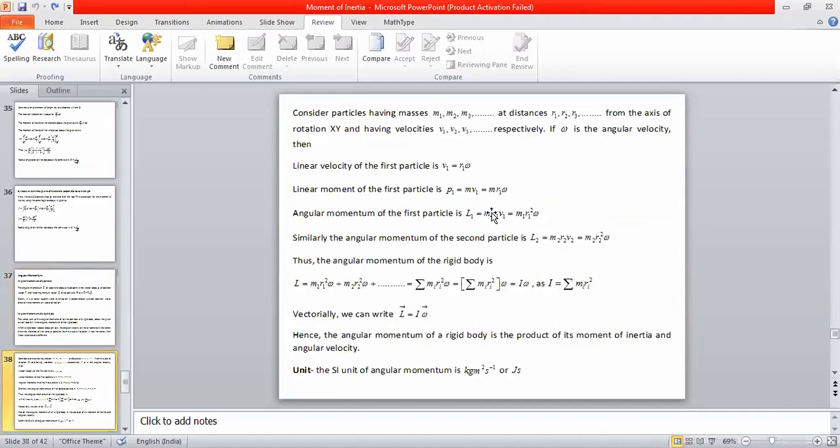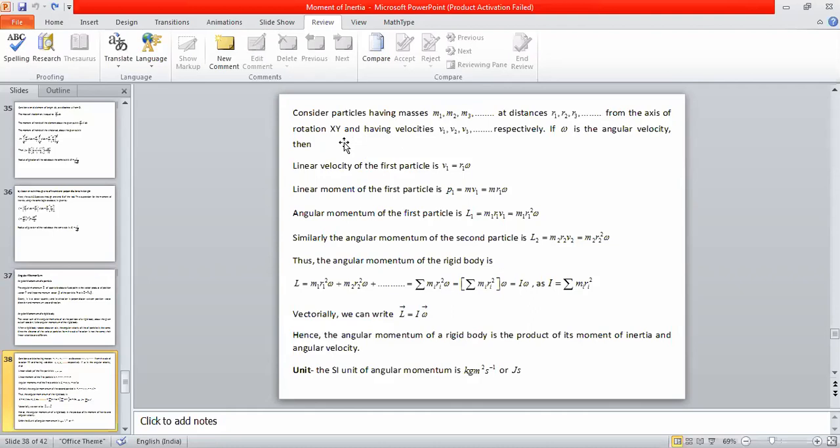Now I have not written any diagram. No problem, you can just follow here. So we are assuming that our rigid body consists of many particles. The first particle has mass m1, the second particle has mass m2, the third particle has mass m3, and so on. These masses m1, m2, m3 are the masses of the particles of the rigid body, situated at distances r1, r2, r3, etc., from the axis of rotation. Let us assume that the axis of rotation is xy.